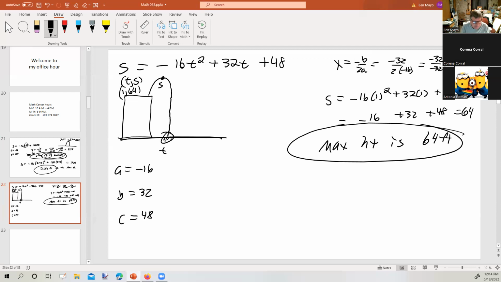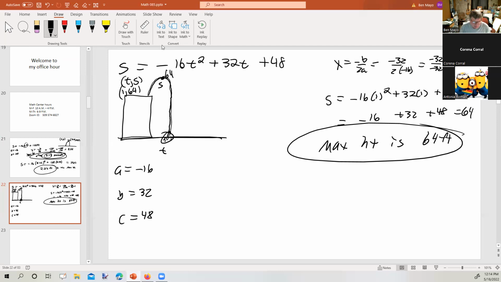Well, when it hits the ground, what's the height? What's S when it hits the ground? 64 feet. No, that's up here. What's the height? How high is a ball when it hits the ground? How high above the ground is it? 0. You following that? Yes, I was laughing earlier.